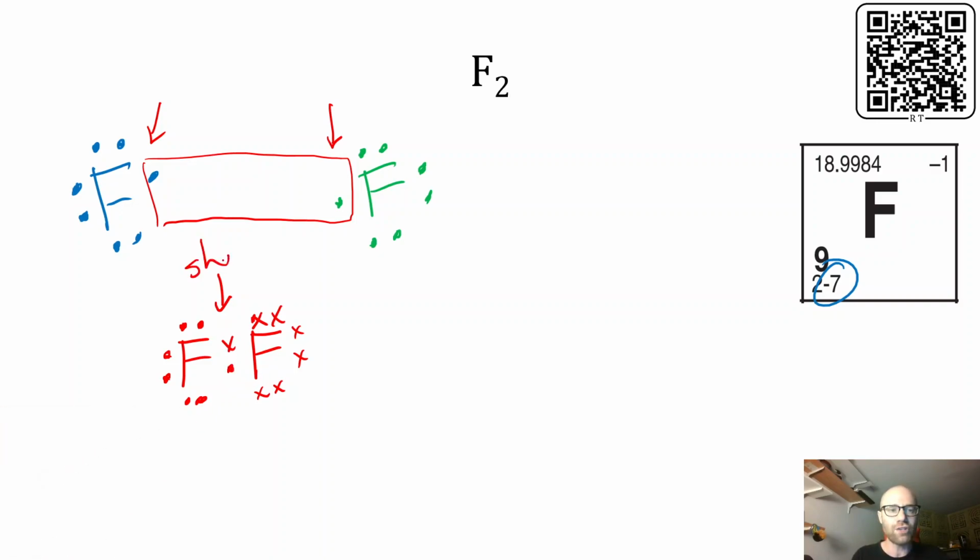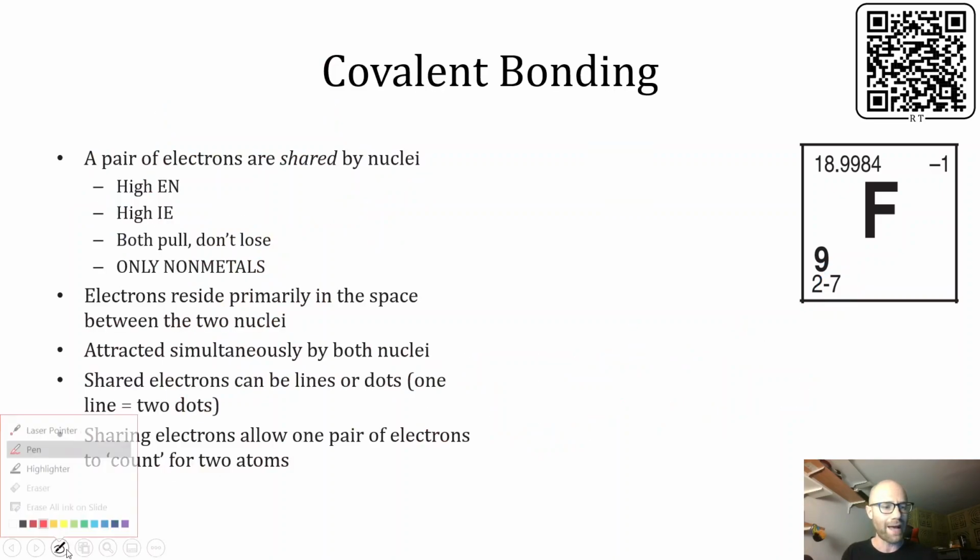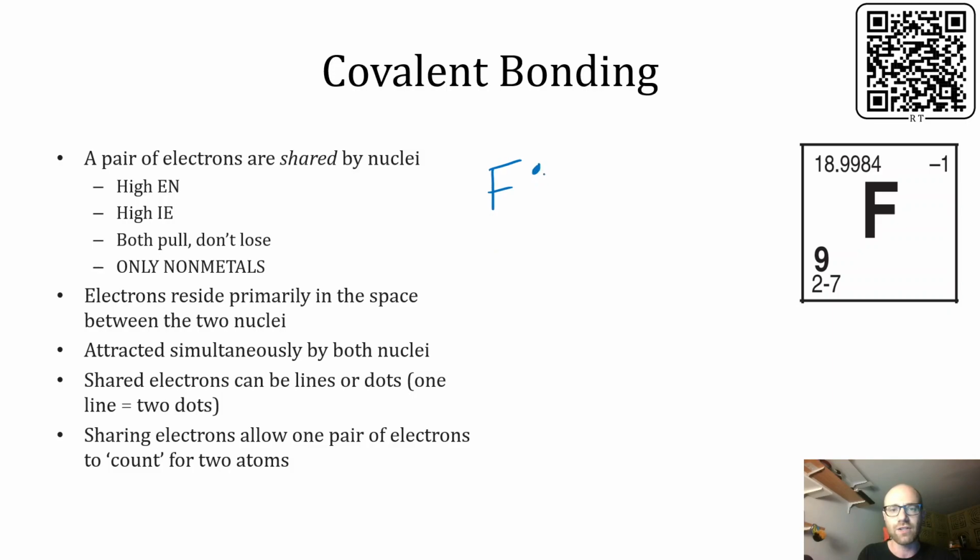This would be a shared pair, where we've got electrons coming from two different atoms but occupying a space where two atoms can kind of lay claim to them. This is what we call a Lewis structure for a covalent compound. This is our introduction to covalent bonding, something you may have heard before, so I'm going to just get through a little bit of background information. And while I do, I want to recopy the fluorine Lewis dot structure that I just drew.